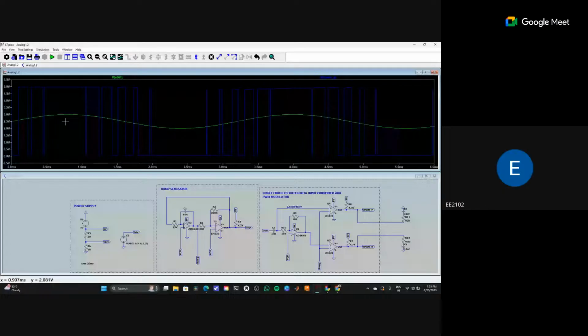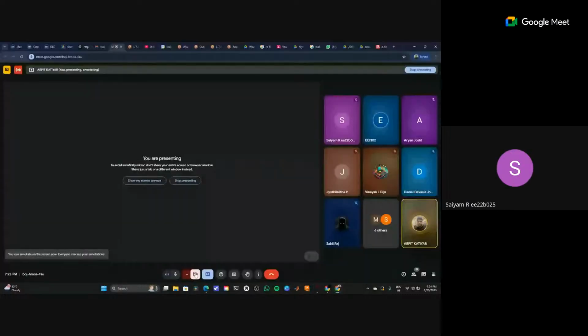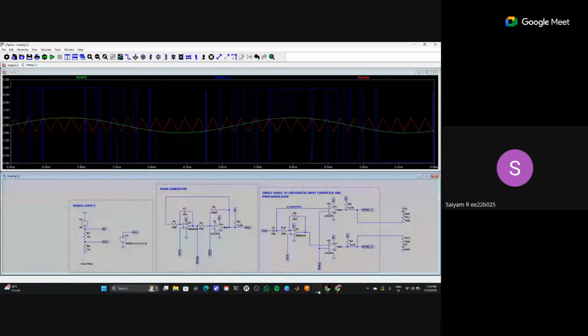Can you show the triangular wave also? Arpit, can you show the triangular wave also? Can you show the ramp rate?